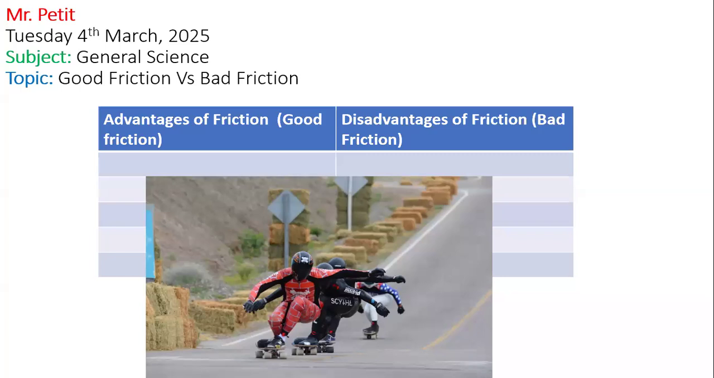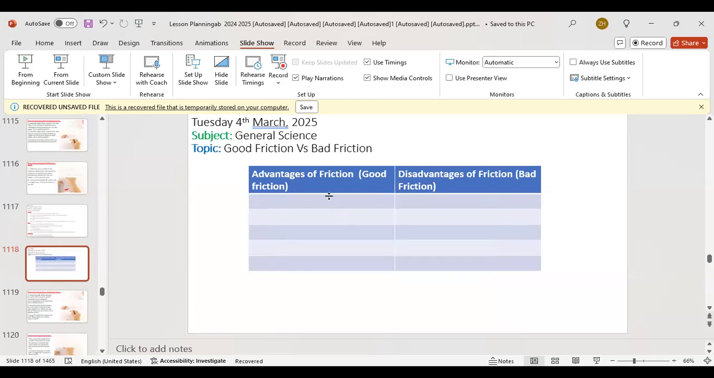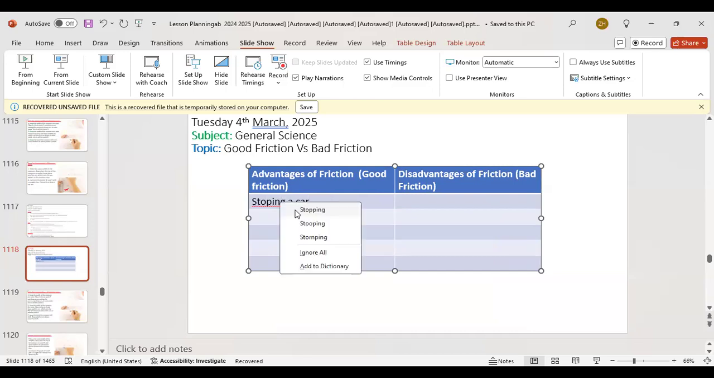And so that's good friction. Why? Because it helps you to do what? It helps you to slow down or stop, right? So that's good friction. Even brakes, like when you press the brakes, stopping a car or a skateboard or skates is good friction.